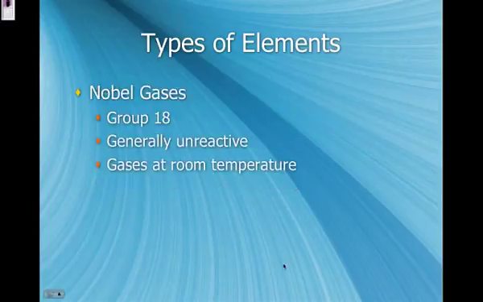And then the noble gases are group 18 on the far, far right. And they are generally unreactive because they have their octet. When we get to knowing where electrons are, they have all their electrons in their outer shell, so they are completely stable. And they are all gases at room temperature. So helium, neon, argon, krypton, xenon, and radon are all the noble gases.